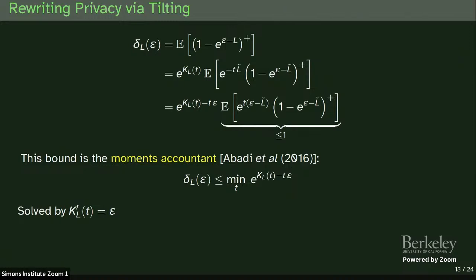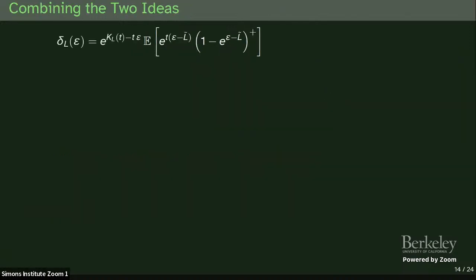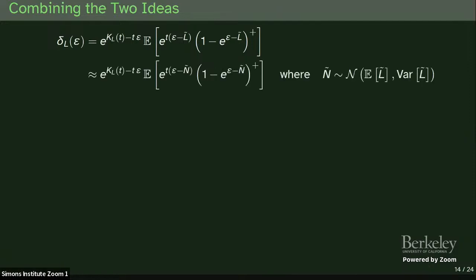Okay, but taking this to be less than or equal to 1 is a fairly crude bound. We can do a little better. If we combine these two ideas, we first start with this formula for delta in terms of this tilted variable L tilde, and let's replace L tilde with a Gaussian with the same expectation and variance. So now we have N tilde, the Gaussian with the same expectation and variance as L tilde. And these numbers you can very easily get from the cumulant generating function for the privacy loss variable. So this is combining both the large deviation effect via the exponential tilting, as well as this central limit kind of approximation.